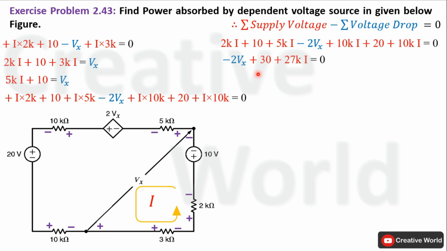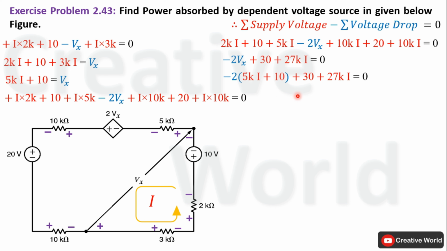Now inside this equation we should have only one variable to calculate its value. Right now this equation includes two variables. So we will replace Vx with its value that includes variable I. By replacing the value of Vx, we will have only one variable inside this equation, that is I, and we are interested to calculate its value. So replace Vx with its value. The equation will become minus 2 into 5Ki plus 10 plus 30 plus 27Ki equal to 0.